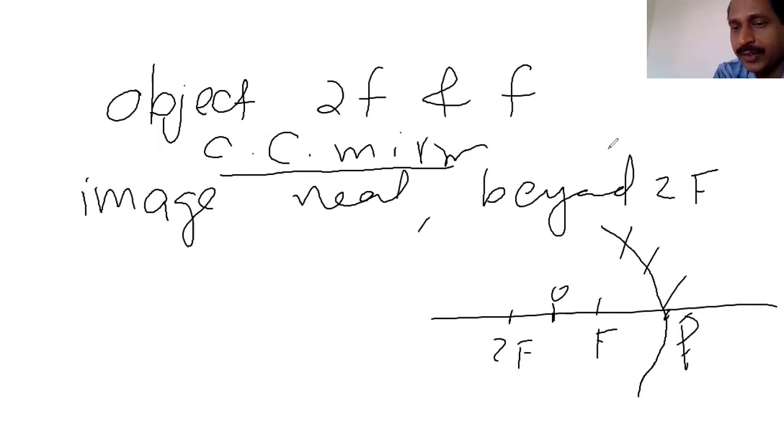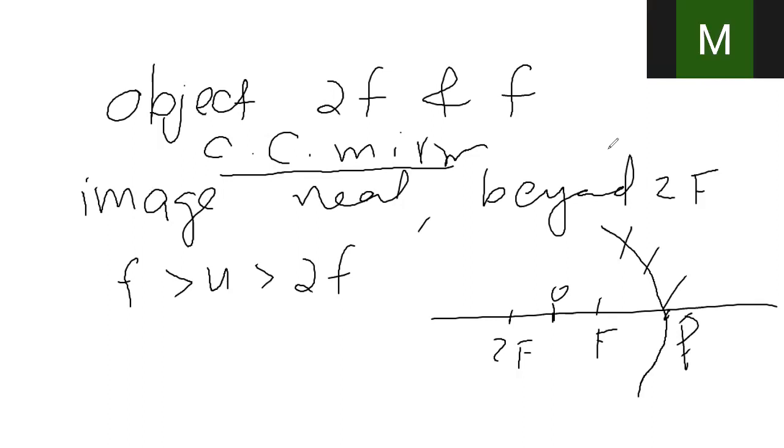That's why there are so many options. You should follow one and fix on that. I am following the negative sign for the values. So f is the greatest: f greater than u greater than 2f. Now I need to find the image.